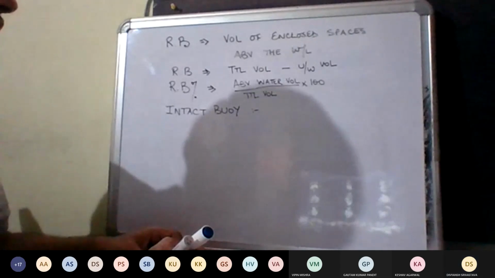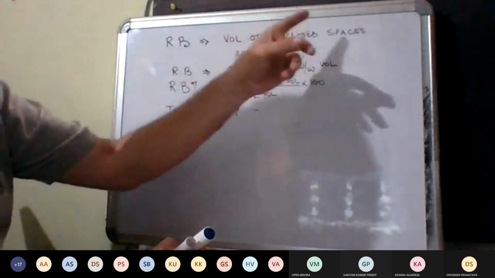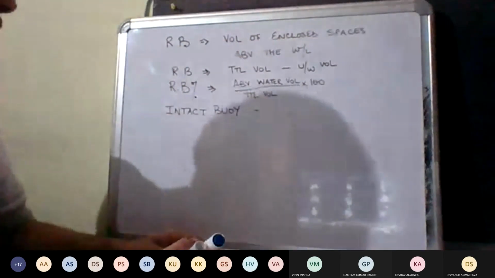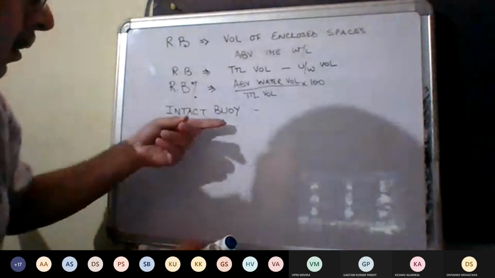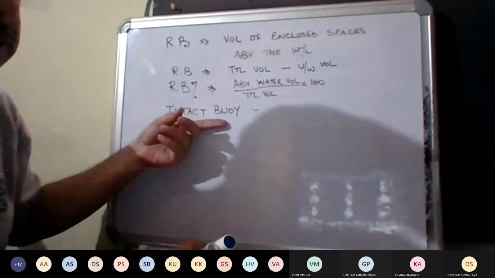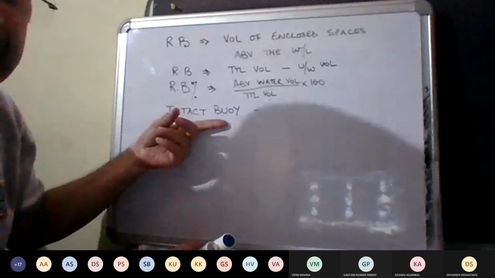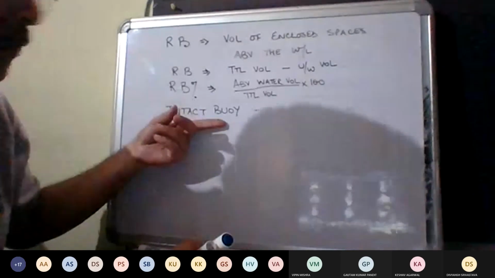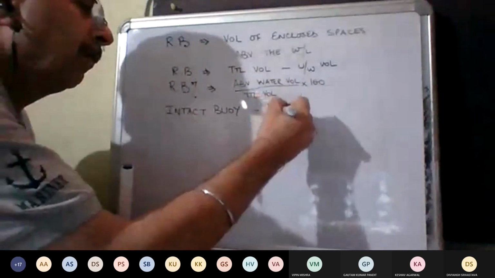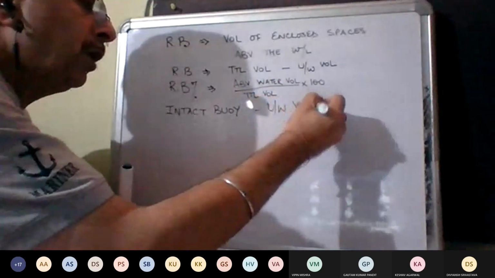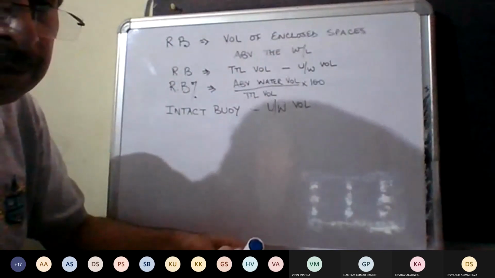So, okay, I'll come to that. What is the volume of enclosed spaces below the waterline called? Somebody said underwater volume, which is perfectly fine. It is also called intact buoyancy, because my hull is intact. So the buoyancy which the underwater volume is providing me is called intact buoyancy.